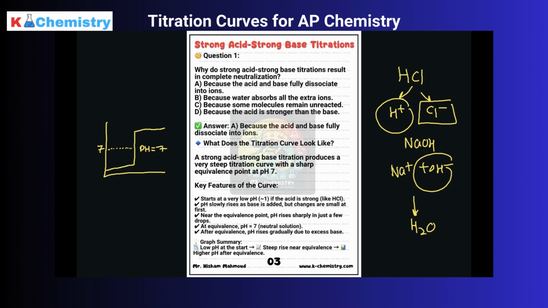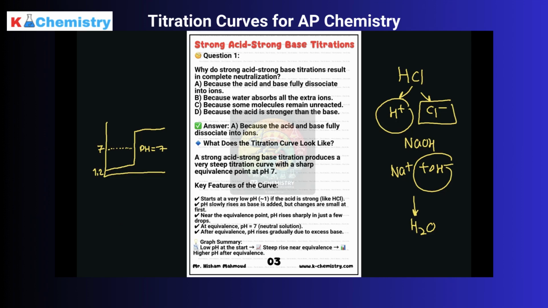Okay, key features of the curve. It starts at a very low pH. Is it 1? Is it 2? It depends, but it is a very strong acid. If the acid is strong like HCl, the pH will be 1 or 2. It slowly rises as the base is added, but changes are small at the beginning, so there are no big changes. It's not very abrupt, so it's not very steep. It's regular, very small changes, and then suddenly there is a very big change in the pH.